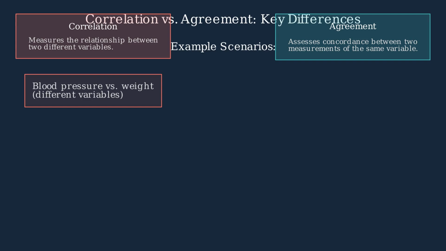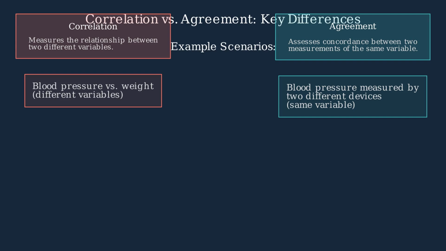In a correlation study, we might examine how blood pressure relates to weight. These are different variables with potentially related values. In an agreement study, we might compare blood pressure measurements from two different devices. Here, we're assessing the same variable measured in different ways.